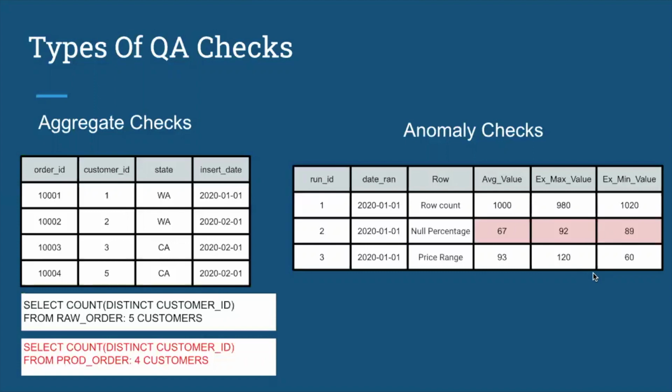Whereas in the next row, the average value we got was 67, but this was out of the range. We're expecting somewhere between 92 and 89 for null percentage, and this was out of that range, so we are going to flag that. That's an anomaly. This is what I mean when I say nulls depend on the field. And then price range, we're going to say it's not an anomaly because prices range between 60 and 120, so this average value makes sense. Again, anomaly checks are just to make sure that the data values make sense.